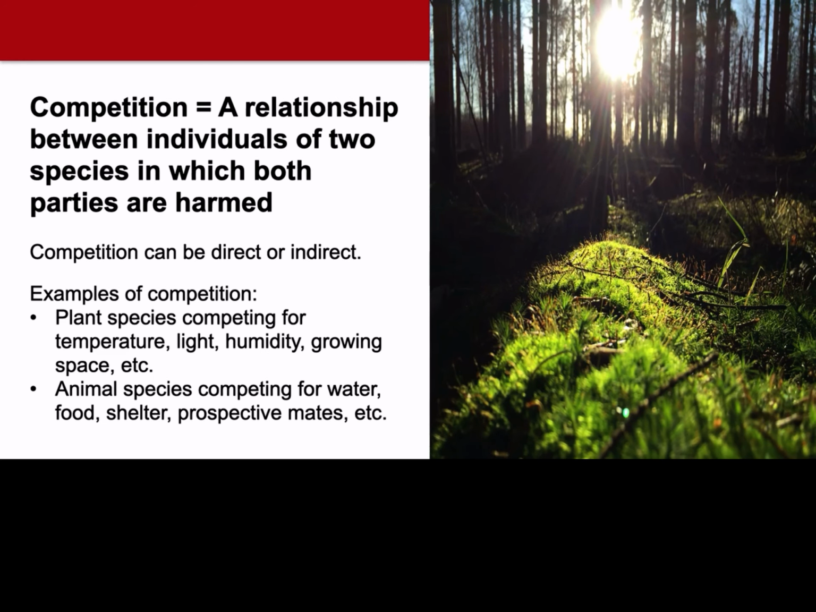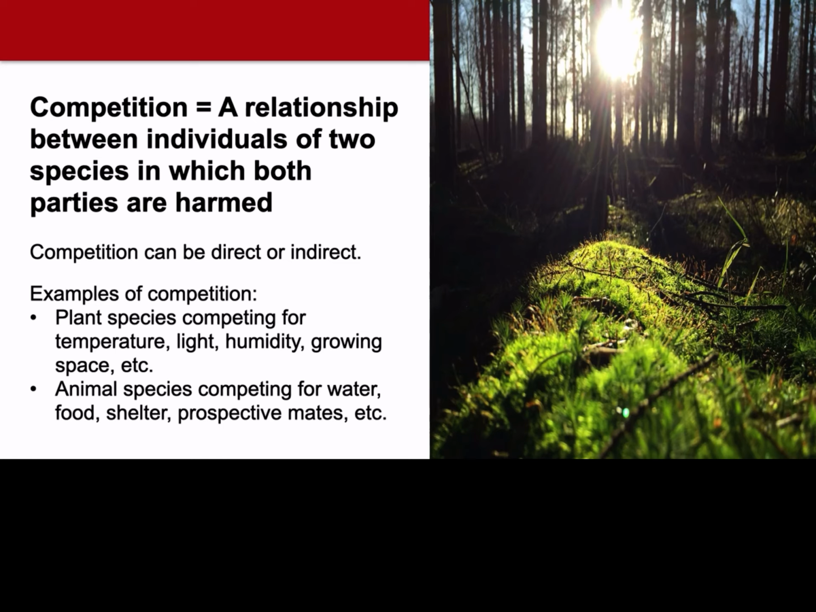Another type of relationship that is displayed between species and communities is called competition. Competition is a relationship between individuals of two species in which both species are harmed as they attempt to utilize the same resources. This resource is often in limited supply. For example, grass growing on a steep mountainside eaten by both mountain goats and bighorn sheep.